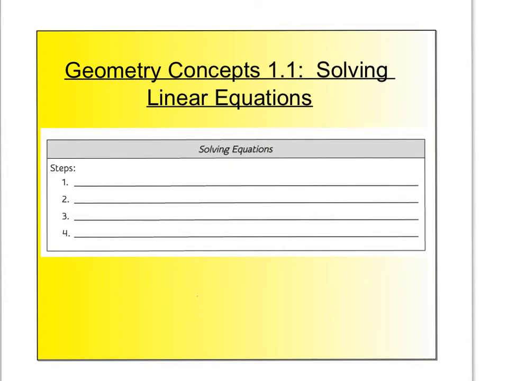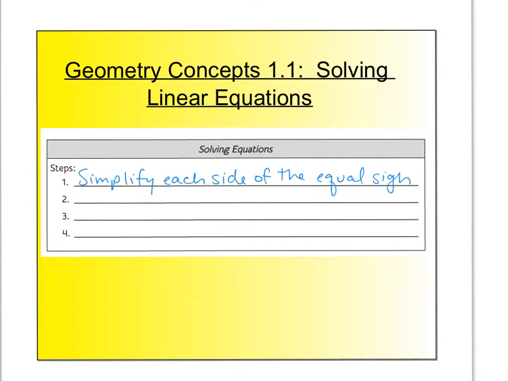The first thing you always want to do when you solve an equation for a variable or for a letter is you want to simplify each side of the equal sign. So I'm going to start by writing that. Simplify each side of the equal sign. Now, what that might mean is combine like terms or distribute, things like that.